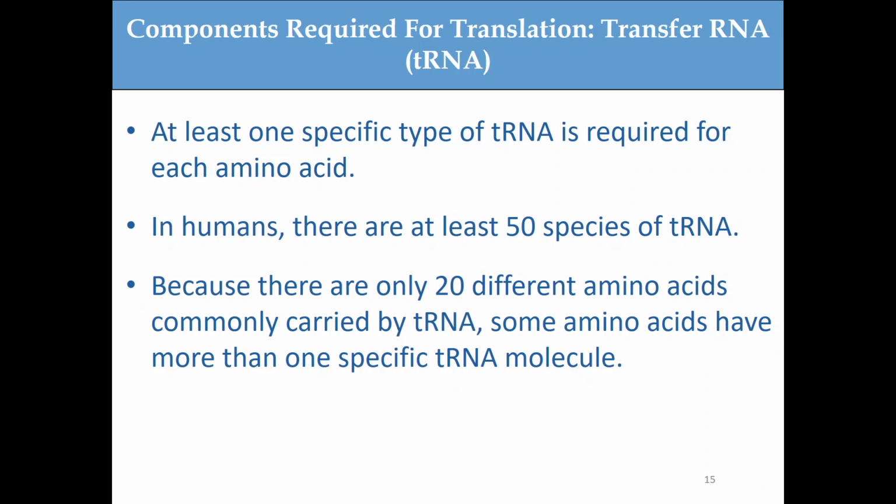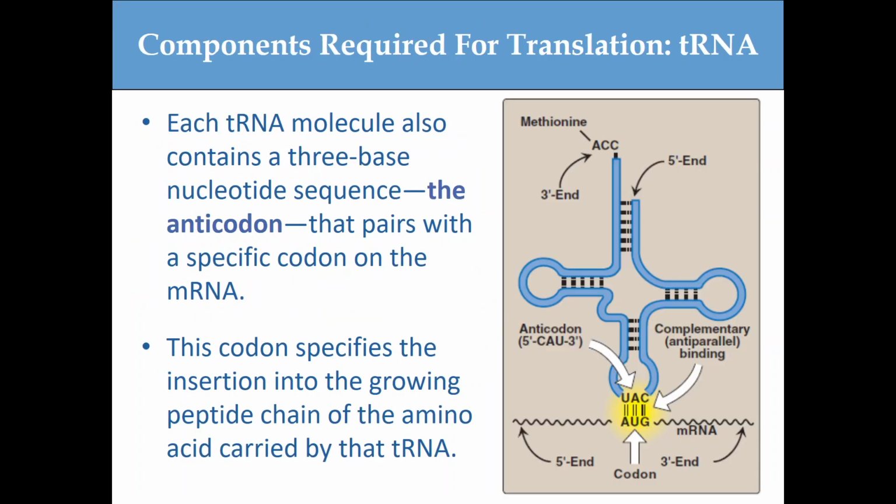There are at least 50 species of transfer RNA, and of course we have 20 amino acids. So you can see that more than one transfer RNA could dock and load the same amino acid. This is what transfer RNA looks like. It's an RNA, but it has loops and secondary structures. You can see it right there. I want you to know this because we always ask tricky questions about it.